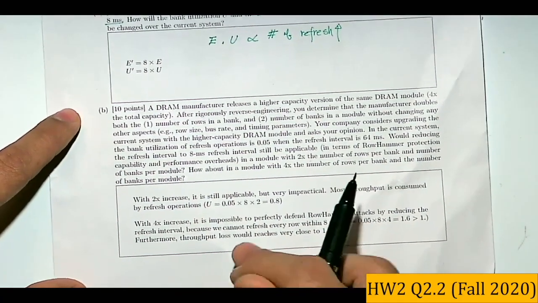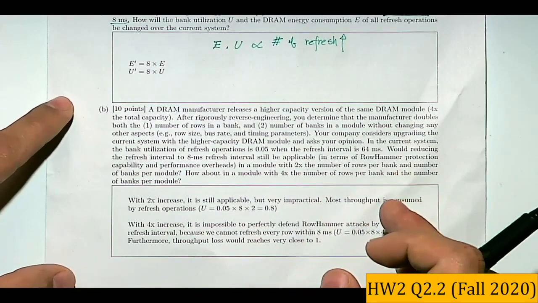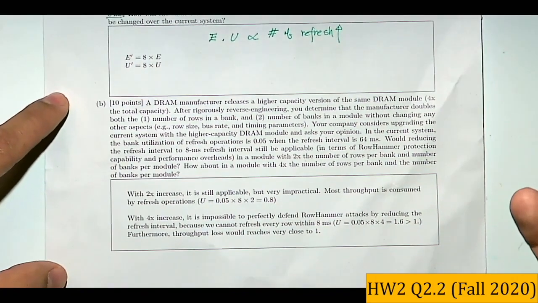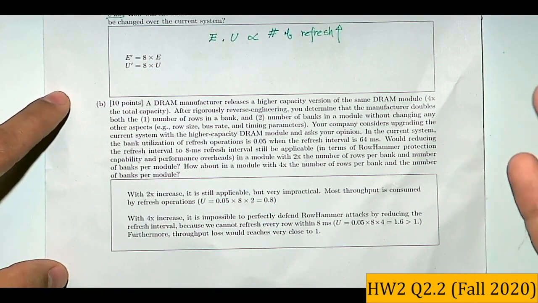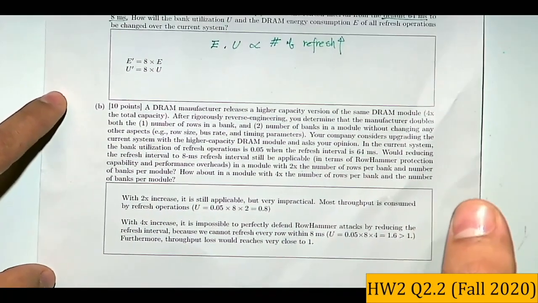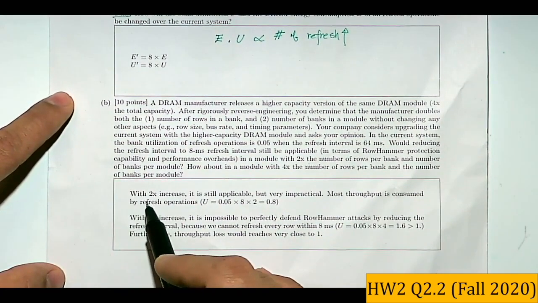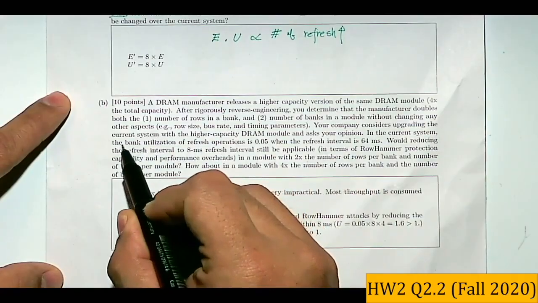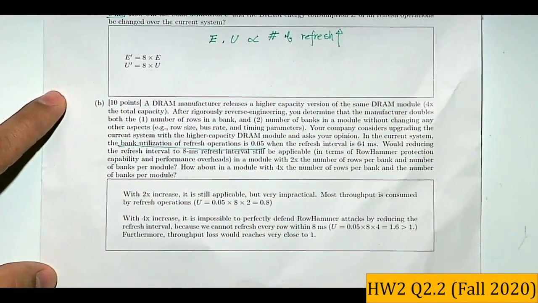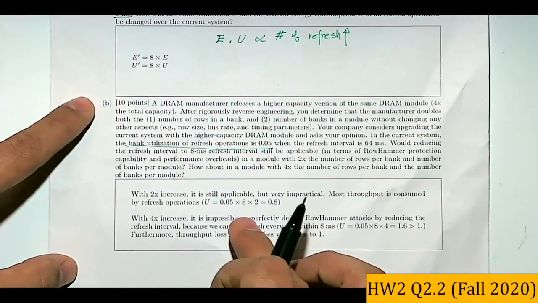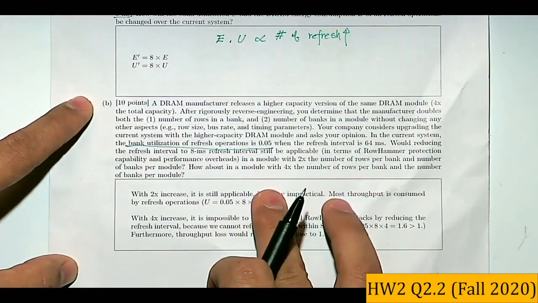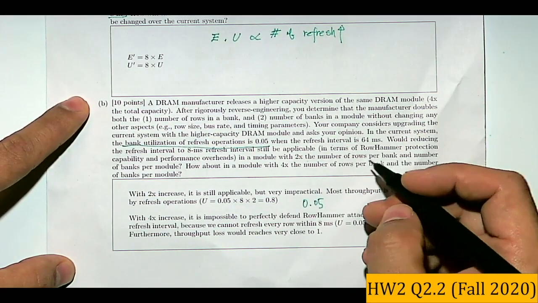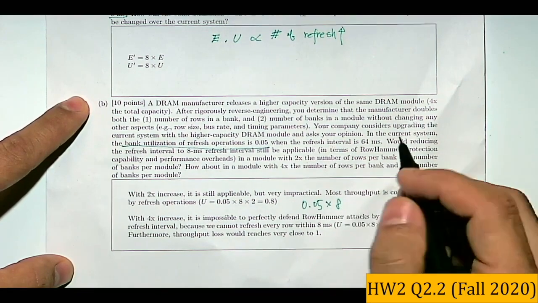it's asking how the bank utilization will increase along with these changes, and if the number of banks and number of rows per bank increase 4 times, then how it should be changed. So with just a 2x increase, it is still applicable. And here the current bank utilization is 0.05, 5%. So in our calculation, when we decreased the refresh interval to 8 milliseconds, the bank utilization increased 8 times.